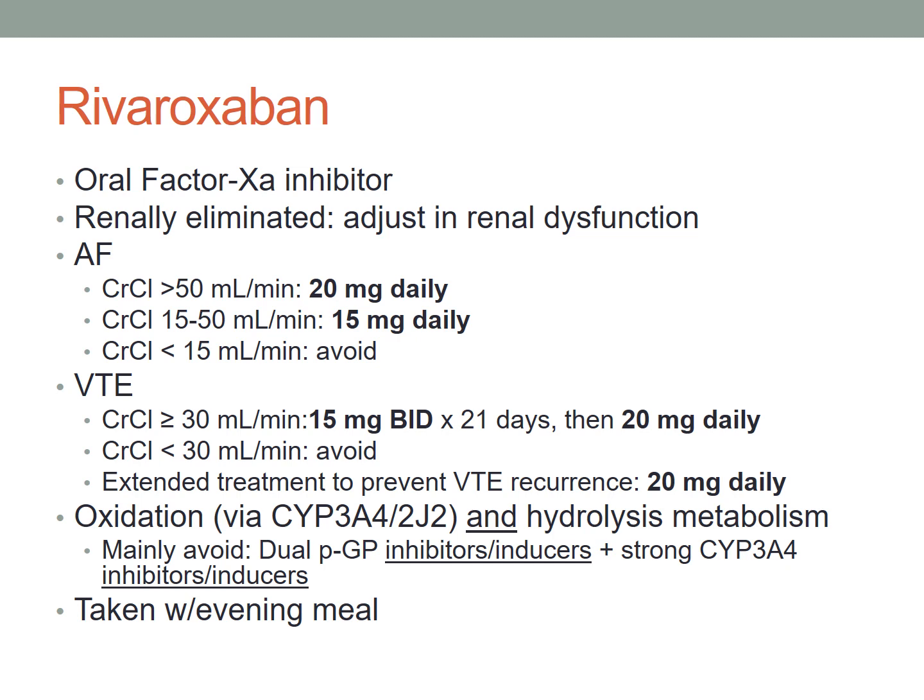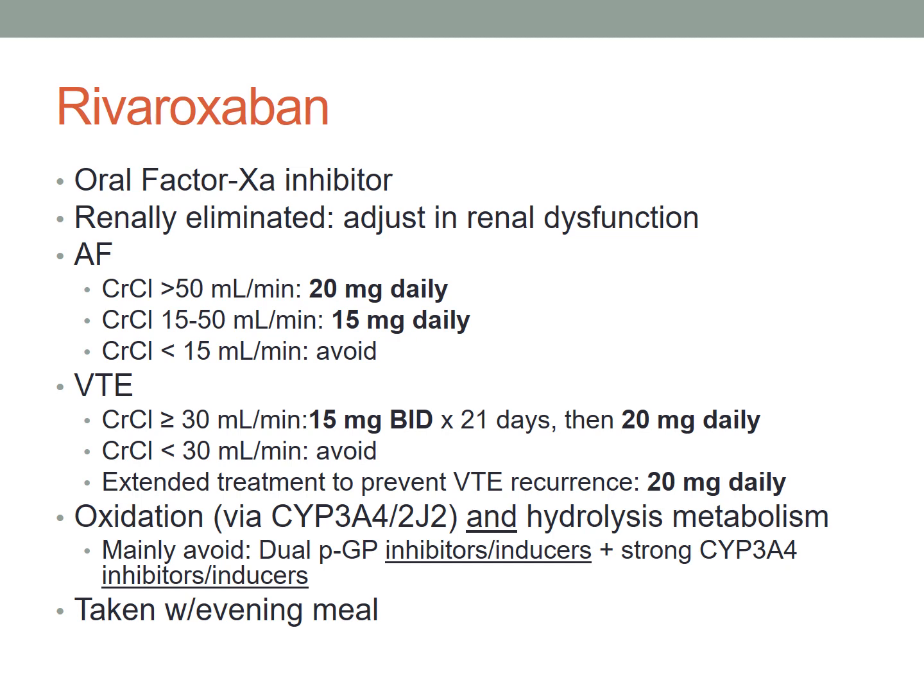Rivaroxaban is the next DOAC we'll discuss. It is an oral factor Xa inhibitor. So other medications that we've talked about that inhibit factor Xa, fondaparinux and low molecular weight heparins, those are both injectable products. So this is our oral factor Xa inhibitor. It is also renally eliminated, so we need to adjust the dose in renal dysfunction. There are different doses, again, for atrial fibrillation or for VTE, depending on what you're treating, and then also different cutoffs as far as when you would dose reduce or when you would avoid, depending on your patient's degree of renal dysfunction and their creatinine clearance.